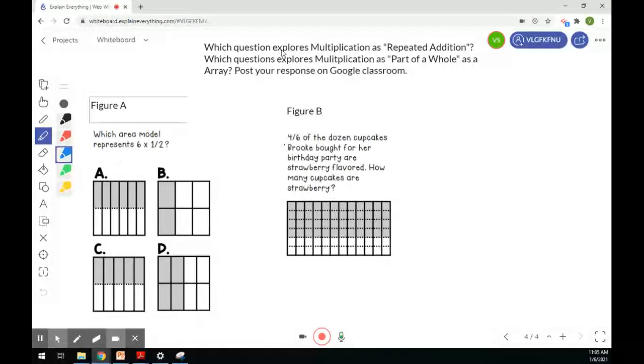Next, which question explores multiplication as a repeated addition, and which question explores multiplication as part of a whole, as an array? And then you're going to post the answer for both on your Google Classroom.